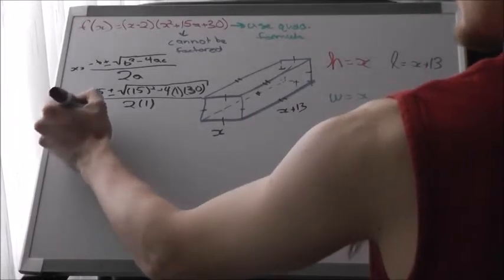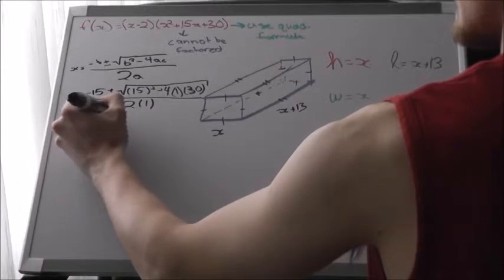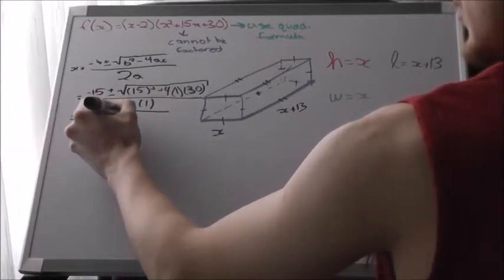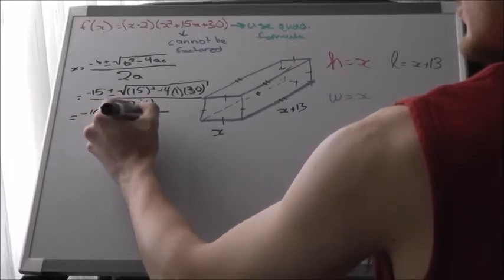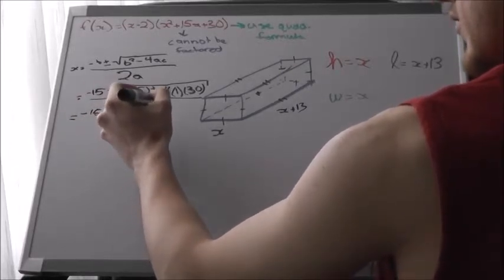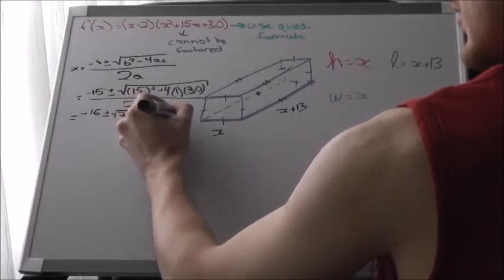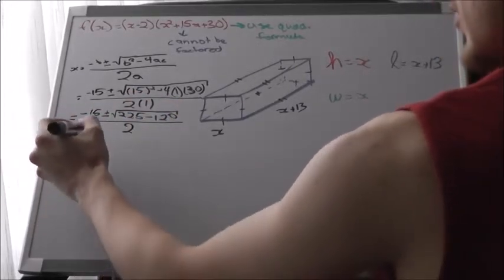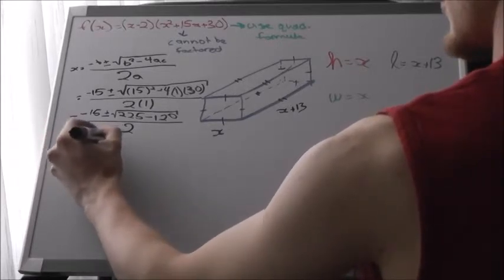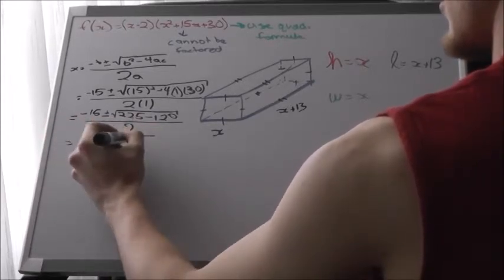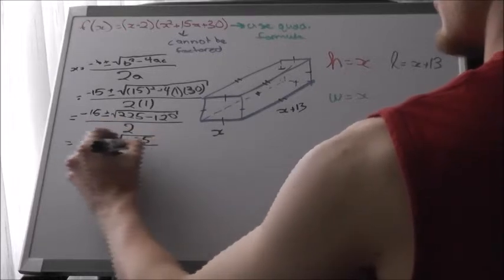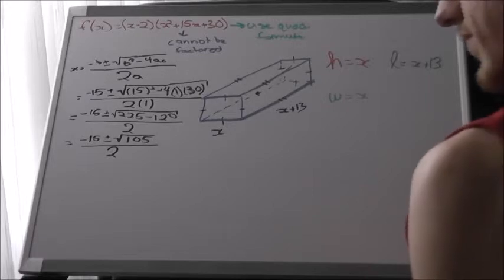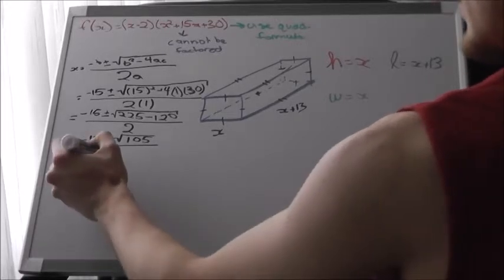Now, the next line, we are going to do all our multiplication. So we're going to get negative 15 plus or minus the square root of 225 minus 120, and this will all be over 2. In the next line, we are going to find what is underneath our square root sign. So we're going to get 105. So it's going to be negative 15 plus or minus the square root of 105 all over 2.